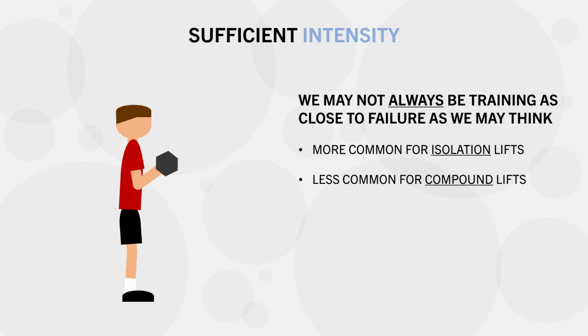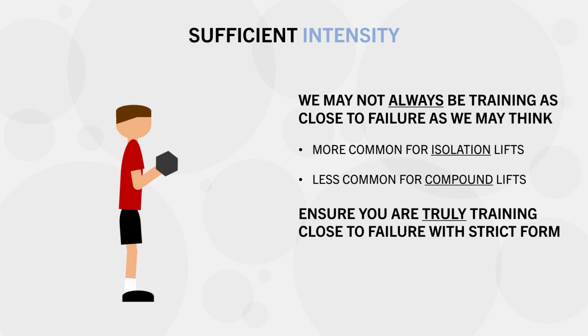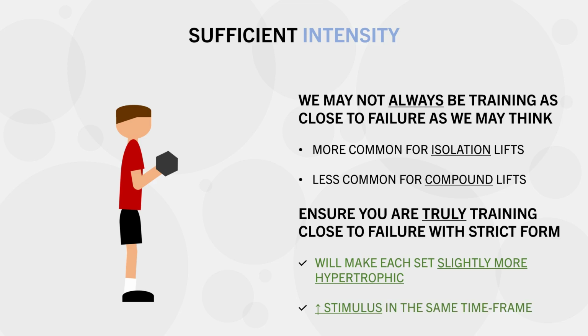So the recommendation here is to ensure you are actually training close to failure with strict and effective technique, and not leaving multiple reps in each set before this point. This will make each set slightly more hypertrophic, increasing the overall efficiency of the training session. A simple way to ensure you are training close to failure is to not count your reps for a set and purely concentrate on taking the set close to failure. Focus on the feeling of muscle contraction and the rep speed to get a true reflection of what going close to failure really feels like.